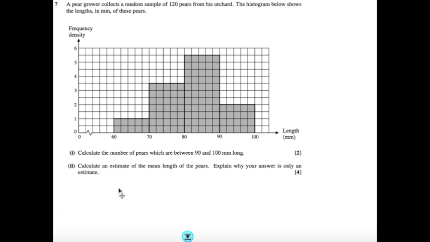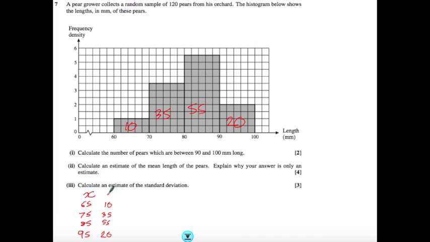Right, so part 3, calculate an estimate of the standard deviation. So it's getting more and more complicated now. It might be worth drawing out our table of midpoints and frequency. So what did I say before I cleared them? 10, 35, 55 and 20. Yep, so 10, 35, 55 and 20.